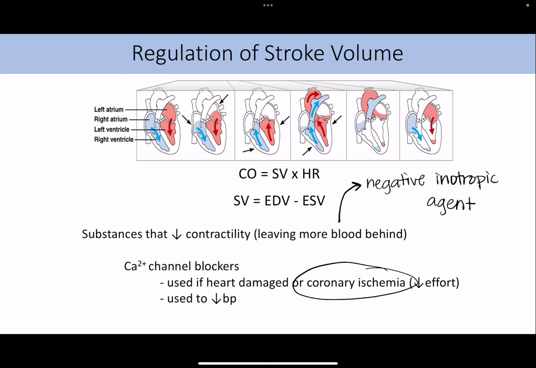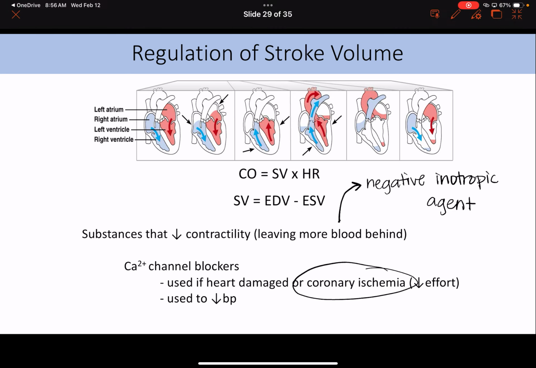So any questions about that? You said less calcium enters the heart cells, the cardiac muscle cells.